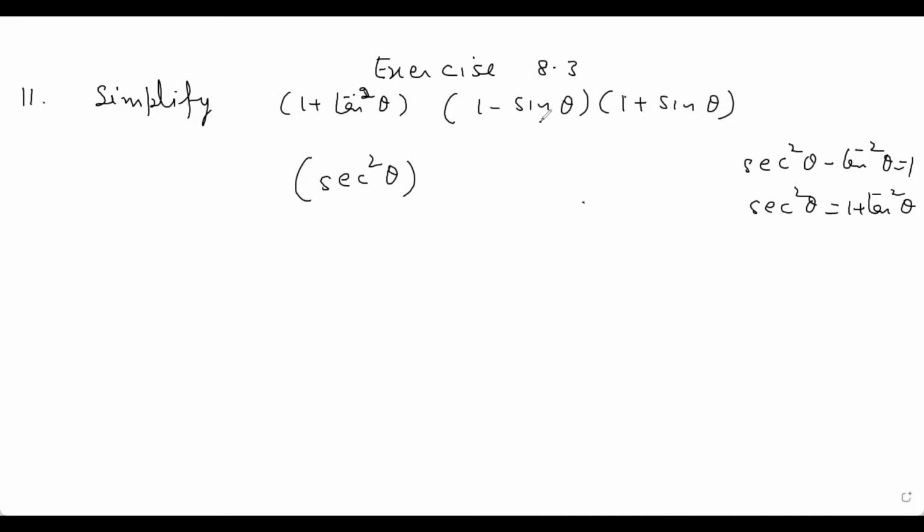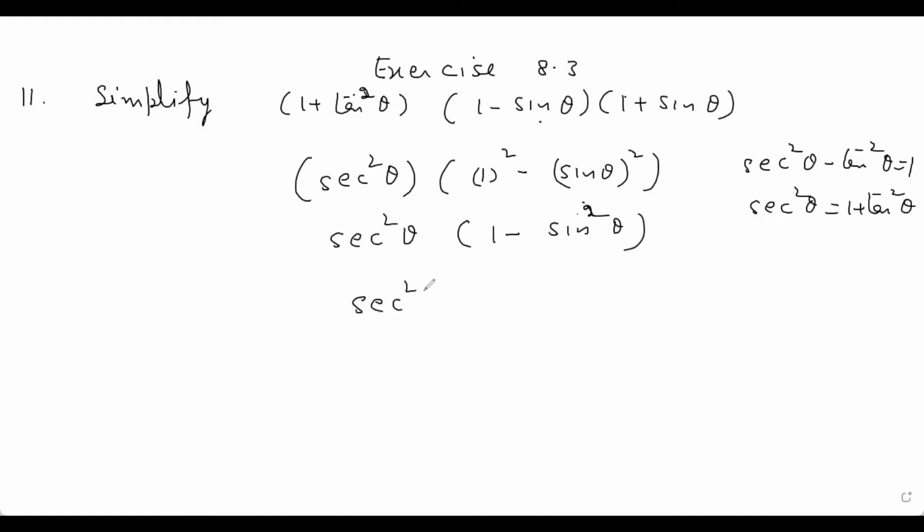Now (a − b)(a + b) is equal to a² − b². So this can be written as 1² − sin² θ. So this is equal to sec² θ (1 − sin² θ), which is equal to sec² θ times cos² θ, because 1 − sin² θ is equal to cos² θ. So sec² θ can be written as 1 over cos² θ times cos² θ. This and this cancel, so the answer is 1.